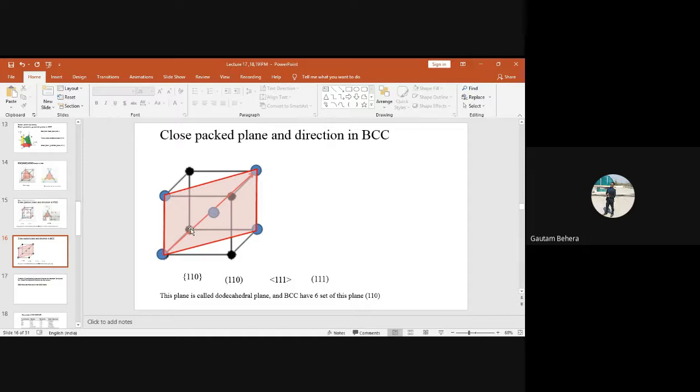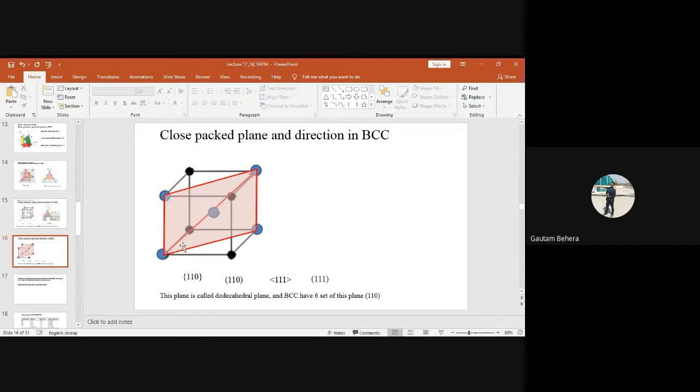110, because we can see this. Suppose this is your origin. This is the x direction, this is the y direction, and this is the z axis, right? You can see this particular red plane is intersected by the x axis at 1 unit, the y axis at 1 unit, but it is parallel to the z axis. So it will be 1, 1, and 0. So the close packed plane in BCC is 110, and this is the family of planes, right?